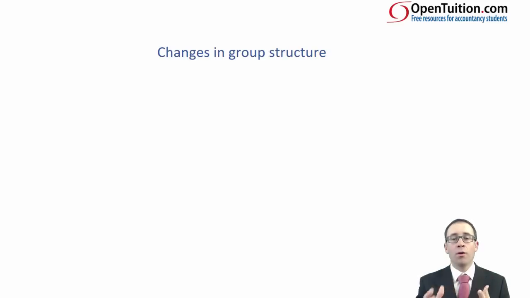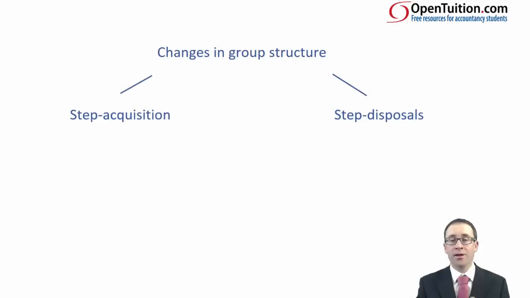Okay. What we're going to look at now is where you have a step acquisition. So instead of going from a 0% holding straight up to having control, we're going to acquire shares in stages. That will take us through all the various stages in terms of our holdings, and we want to know how to account for the changes within our holding.